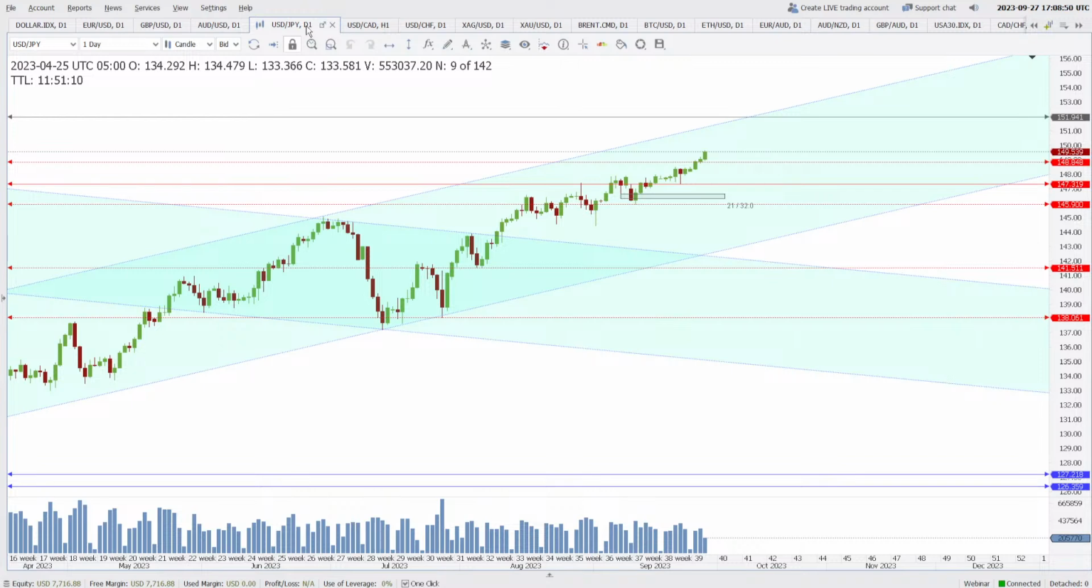US dollar against the Japanese yen, a very nice up move here. 147.31 has been a very good support. Now on the upside, we have a possible target of 151.94, which is the immediate target. And on the downside, we can expect some support around 147.31.